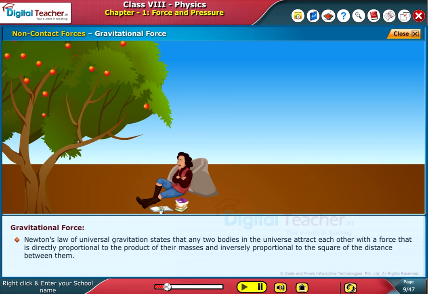Newton's law of universal gravitation states that any two bodies in the universe attract each other with a force that is directly proportional to the product of their masses and inversely proportional to the square of the distance between them.